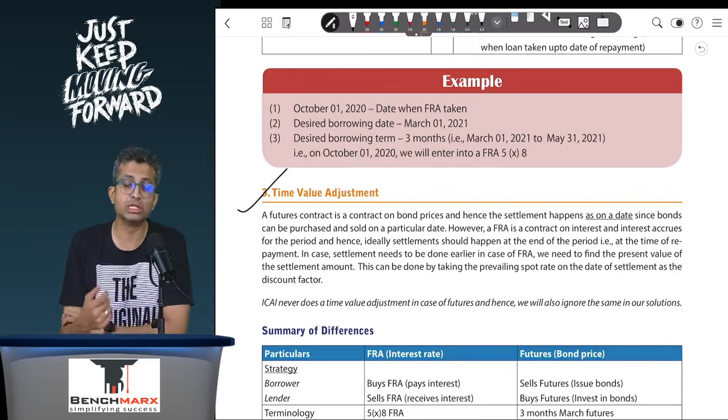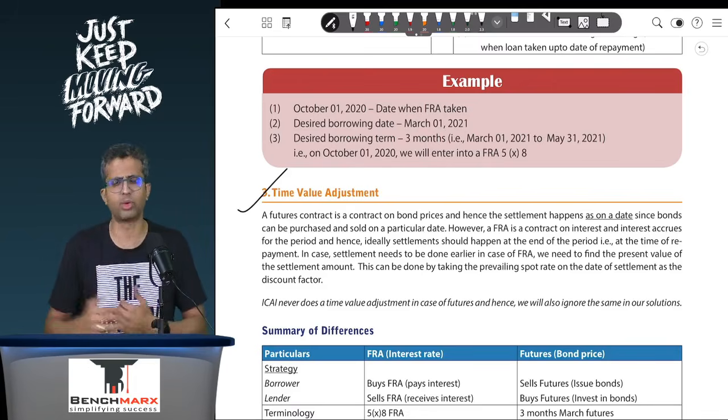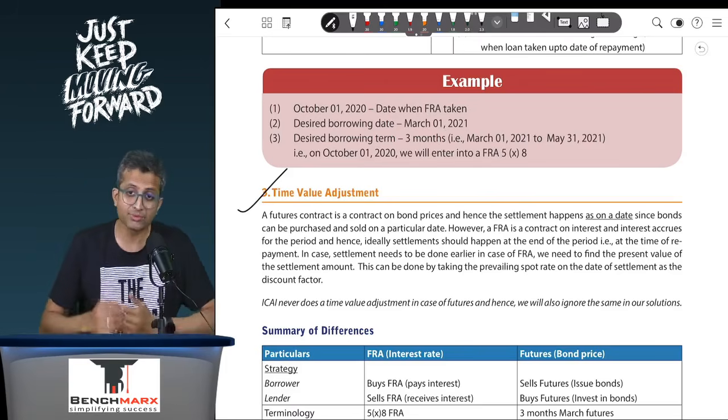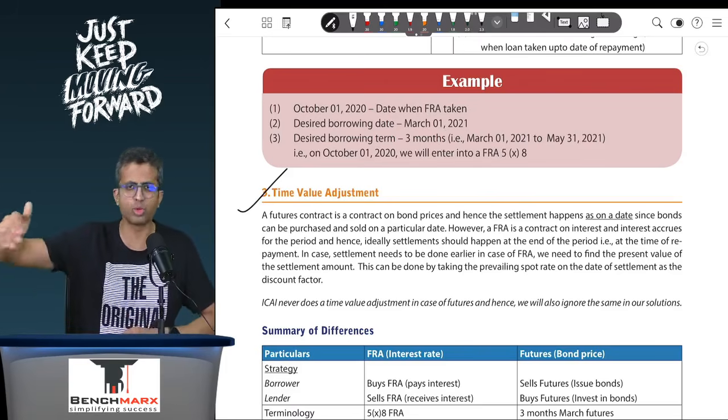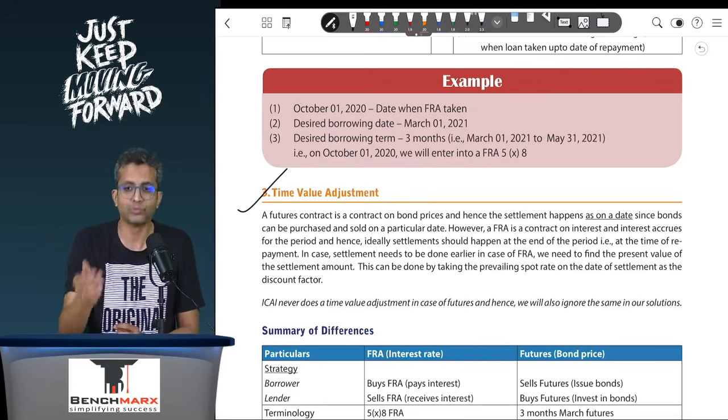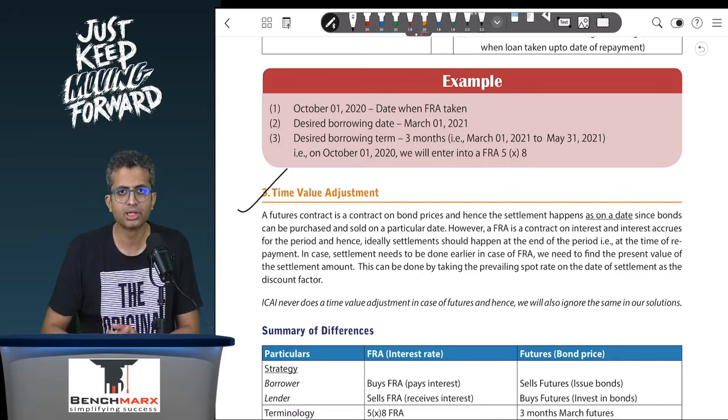And as a result, this will give you, for example, 0.75 crores. But this 0.75 crores is due 3 months later. And hence, if you want to settle it, you don't want to wait for 3 months. If you want to settle it on the fixing date itself, you will take the present value. And for taking the present value, the spot rate in March will be taken as a base.